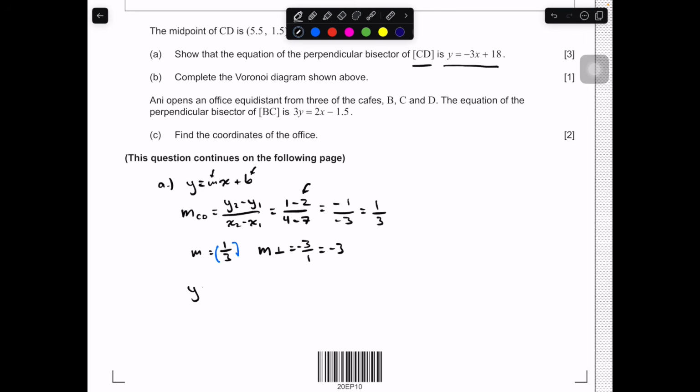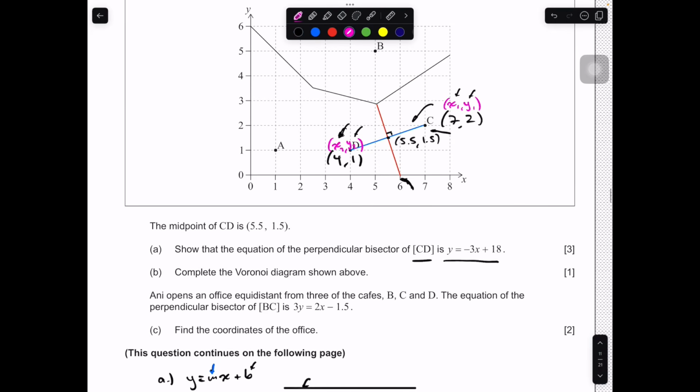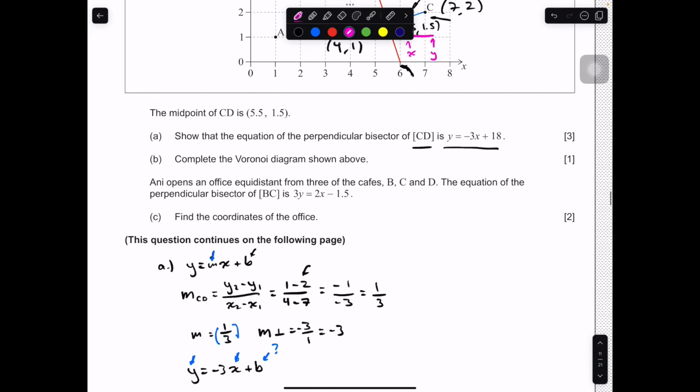So y is equal to mx plus b, negative 3x plus b. And now we just need to find our y-intercept. We have 3 unknowns, x, y, and b. But we do know one of the points on the line. We do have an x value and a y value that is on the line, so we should be able to substitute. We have this value right here, where x is equal to 5.5 and y is equal to 1.5. So let's substitute that.